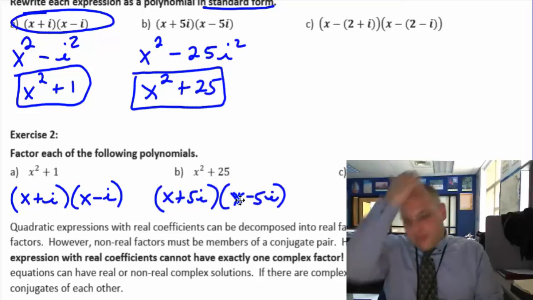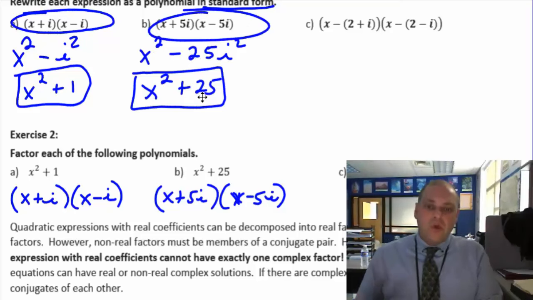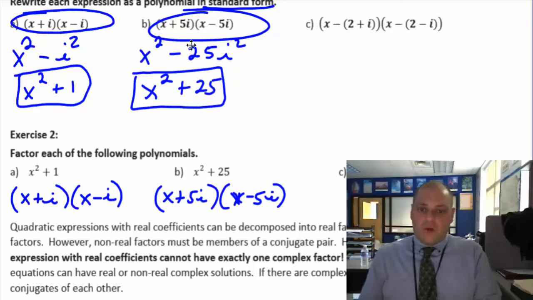All right? So that's kind of making a relationship between what you get when you multiply it out in standard form and the factors going backwards. So this is going forward, this is going backwards. Okay? Now, let's say I didn't have those answers sitting right there. How would I do it?